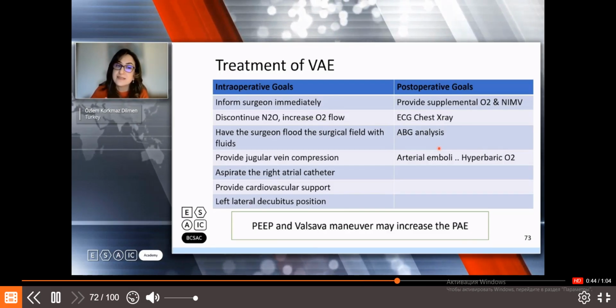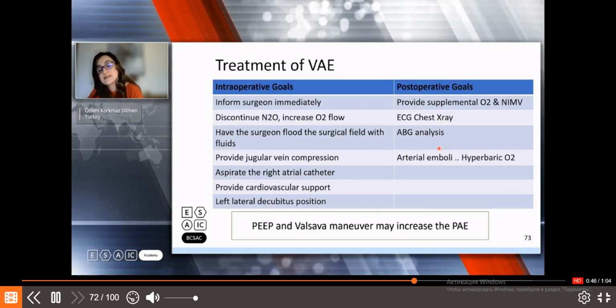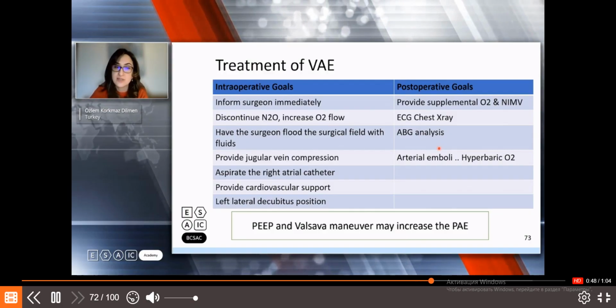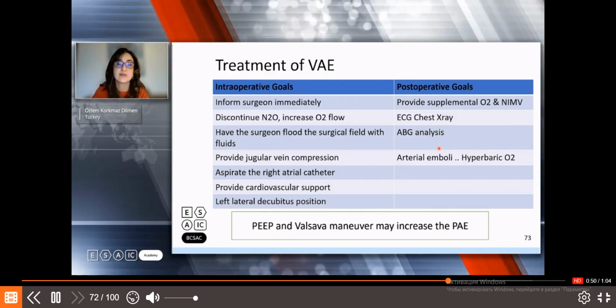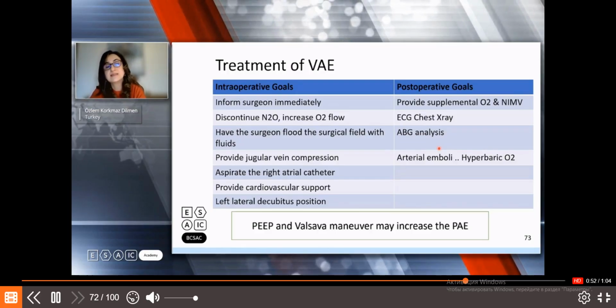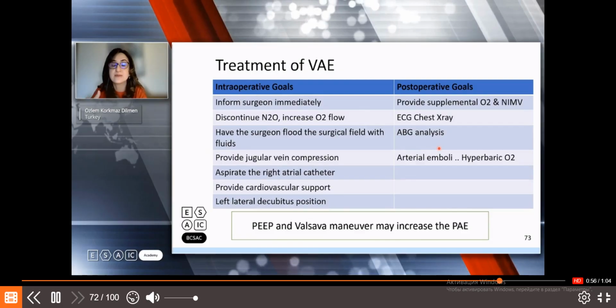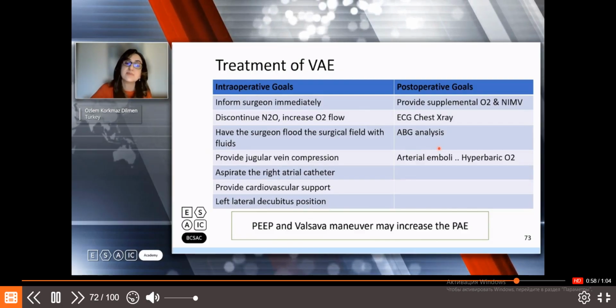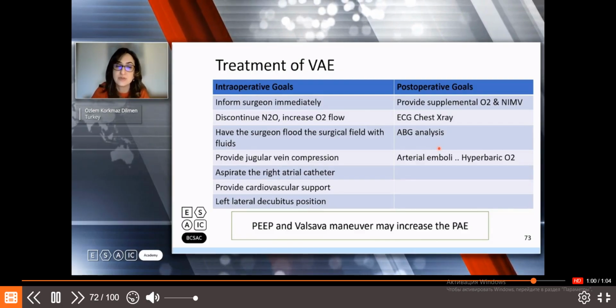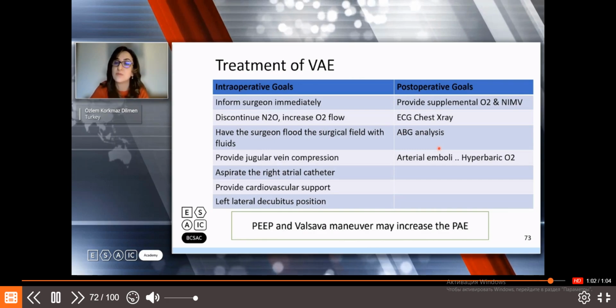catheter. It may cause severe hypotension and some arrhythmias. The patients may need cardiovascular support. And if we can't deal with the venous air embolism with those precautions, the patients can be turned to the left lateral decubitus position.